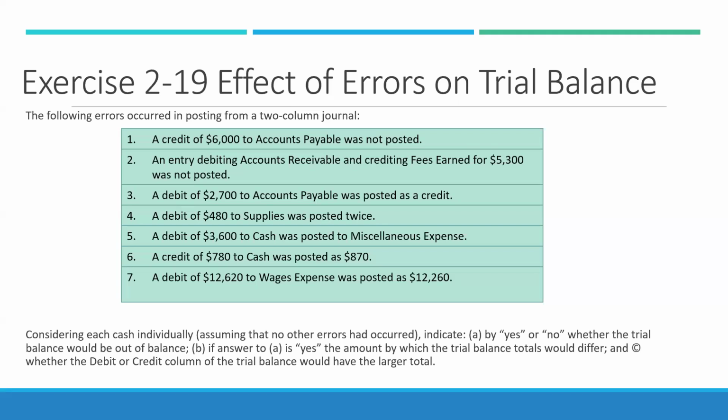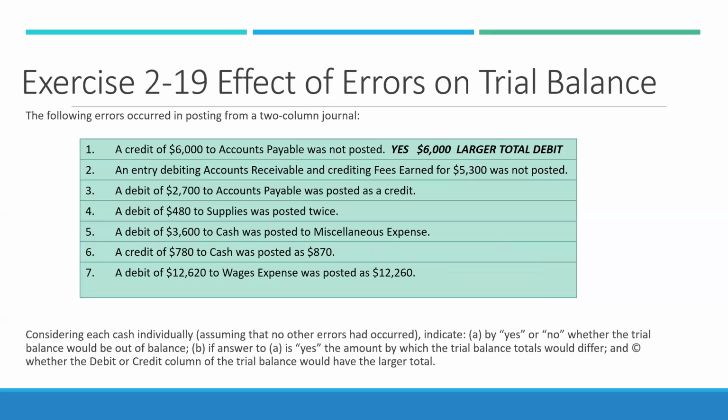So for this first one, a credit of accounts payable isn't posted. That is going to mean there are now going to be less credits than debits. So it is going to throw it out of balance, and now the debits are going to be greater. An entry debiting accounts receivable and crediting fees earned was not posted. This is not going to impact it because, right, you missed both sides of the journal entry.